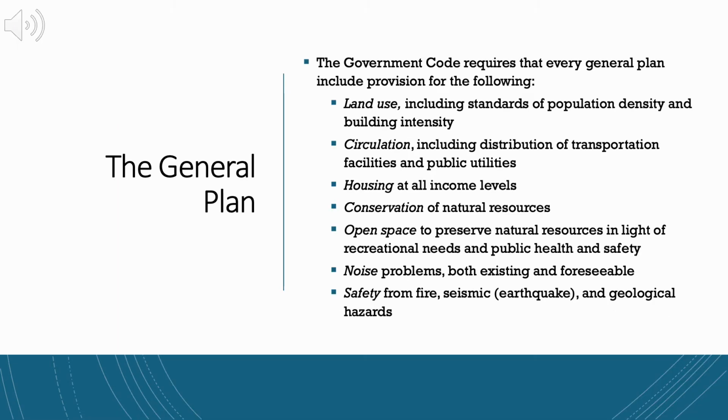The General Plan. The Government Code requires that every general plan include provision for the following: land use, including standards of population density and building intensity; circulation, including distribution of transportation facilities and public utilities; housing at all income levels; conservation of natural resources; open space to preserve natural resources in light of recreational needs and public health and safety; noise problems, both existing and foreseeable; safety from fire, seismic, earthquake, and geological hazards.